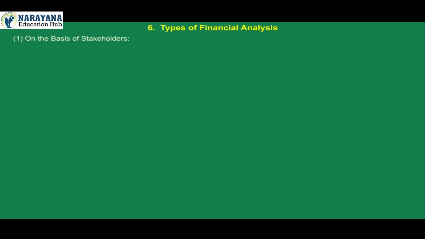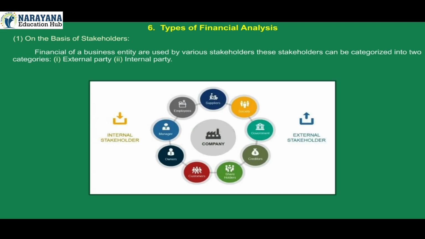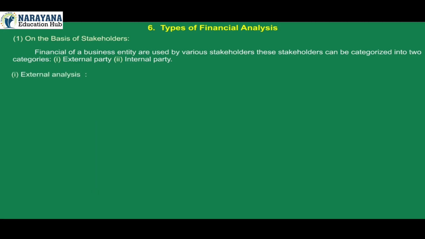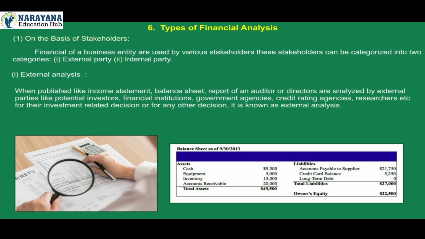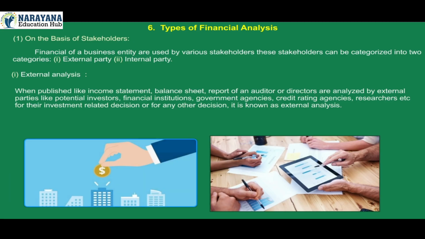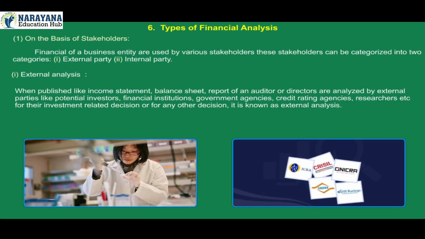1. On the basis of stakeholders. Financial statements of a business entity are used by various stakeholders. These stakeholders can be categorized into two categories: 1. External party. 2. Internal party. 1. External analysis. When published statements, like the income statement, balance sheet, and report of an auditor or directors, are analyzed by external parties like potential investors, financial institutions, government agencies, credit rating agencies, researchers, etc. for their investment related decision or for any other decision, it is known as external analysis.